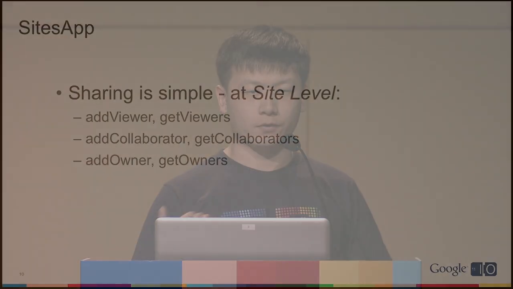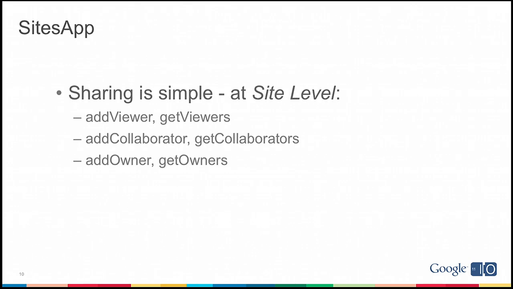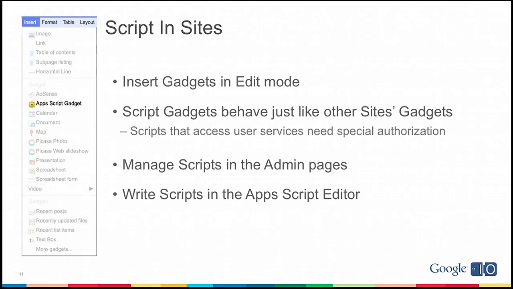You can also share at the site level very easily. You can add and get each of the user roles, so there's viewer, collaborator, and owner. When you add somebody, you add them by email address, and when you get the users for a role, you get an array of email addresses. So really simple. How do you use it?